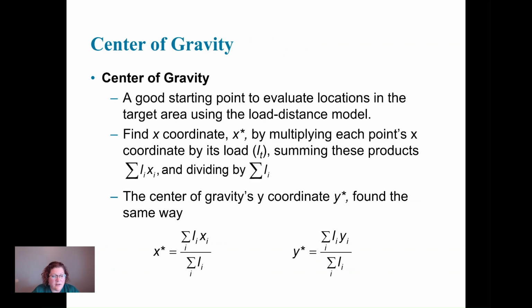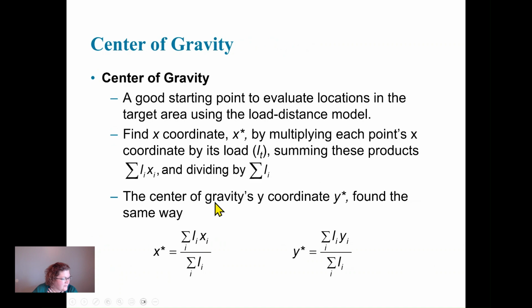But maybe I don't have my location yet, so I want to determine a center of gravity to figure out where my optimal location is. So this is helpful when you're planning new facilities, like new manufacturing, new warehousing, new service sites. And you can figure out your centralized place. So centralized to suppliers or centralized to customers by doing a center of gravity calculation.